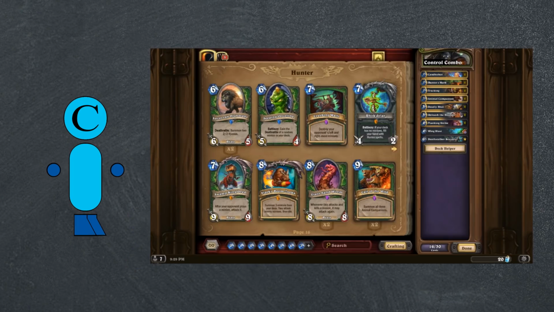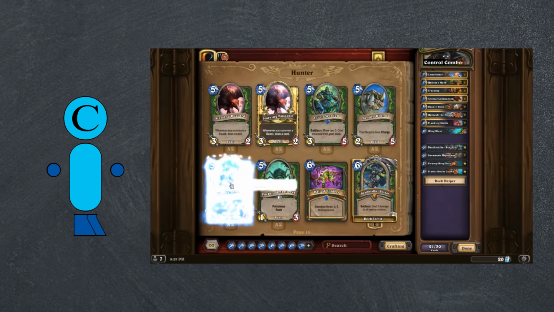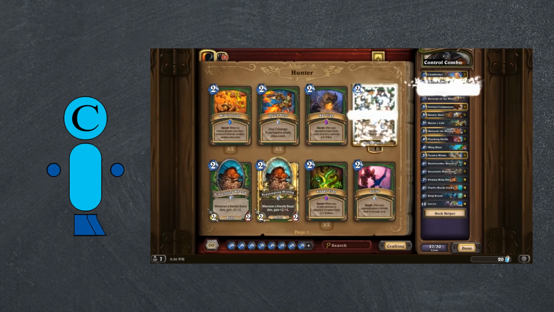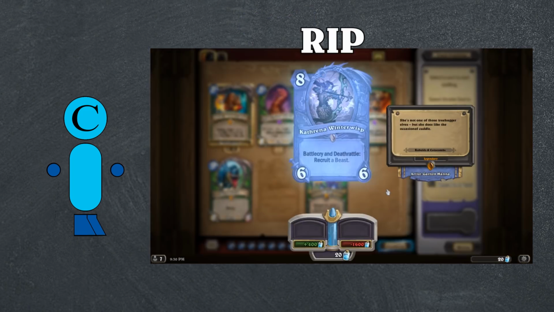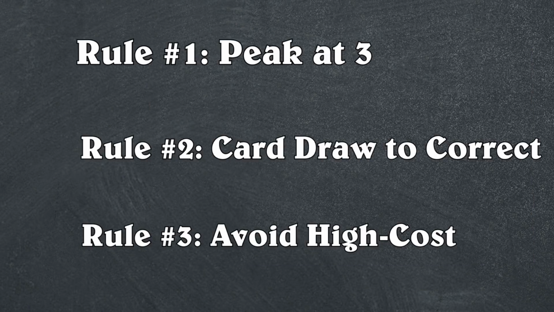Now, control often requires high cost cards, and to reflect that, I'll be making a Flark's Boom-Zooka Hunter. Here, the big beasts synergize with the spell, as well as with Revenge of the Wild, plus Dire Frenzy, plus Kathrena, plus Zul'jin, but note that the curve itself still has a focus on 3 mana. Those are our 3 rules, but it's time for our final lesson.